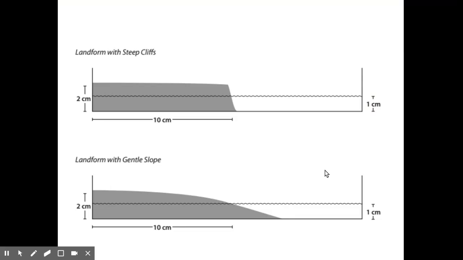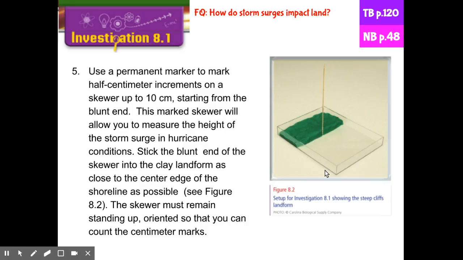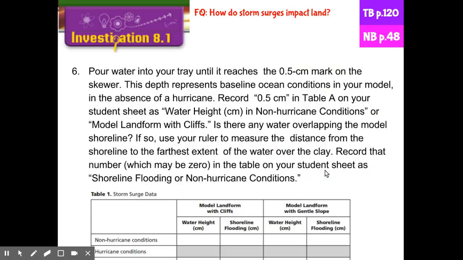The two different landforms we're looking at are steep cliffs and a landform with a gentle slope. We should already have this done for you, but there should be permanent markers on the skewer up to about 10 centimeters, which is going to give you the height of the storm surges. And you'll be pouring water in your tray until it reaches about a half centimeter on your skewer. This depth represents the baseline ocean condition you model. You're going to be putting this in your student sheet.